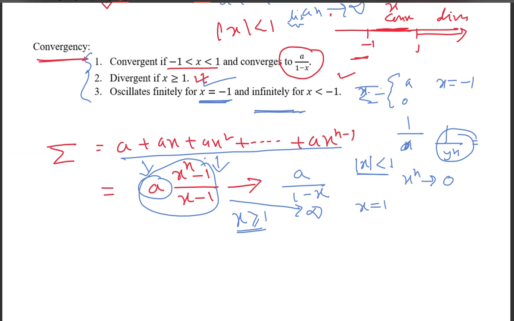Hello, sir. I have a doubt. In the second case, can you explain again why it is divergent for x greater than 1? You just put x greater than 1. What will happen? Suppose you take one value, x greater than 1 means 2. So this is 2 to the power n. As n tends to infinity, 2 to the power n tends to what? Infinity. So that's why it's tending to infinity. Thank you, sir.